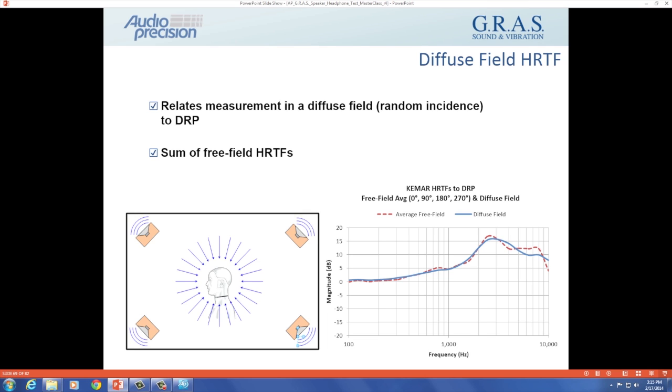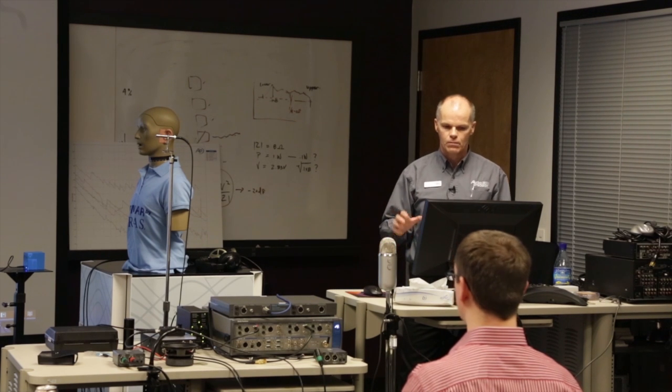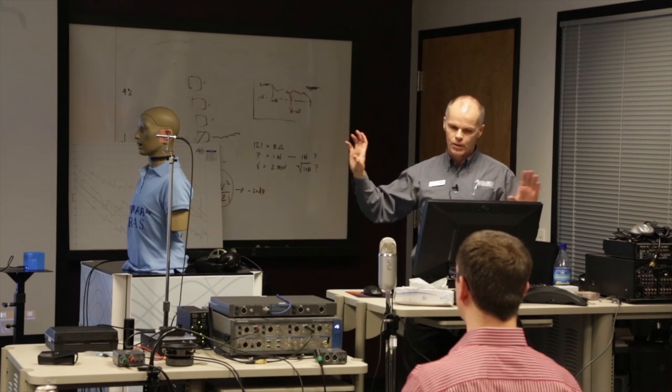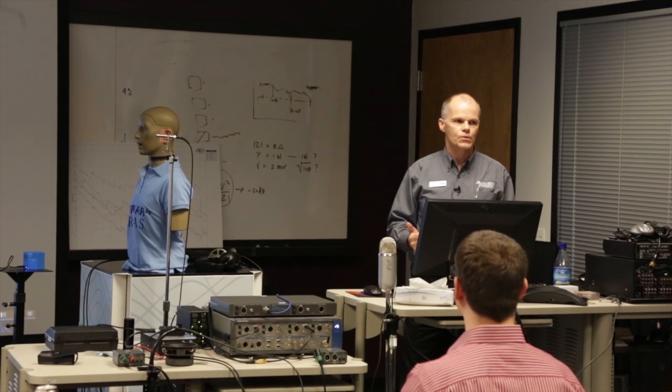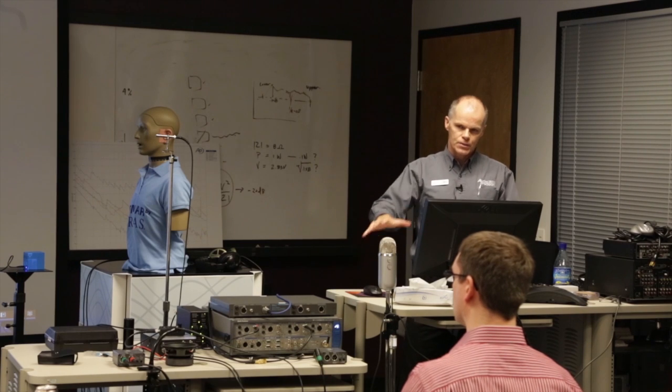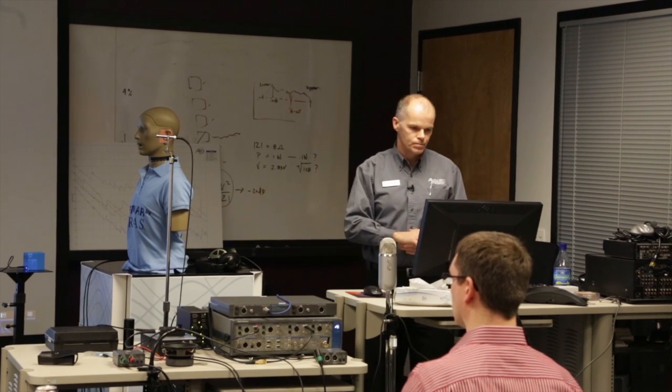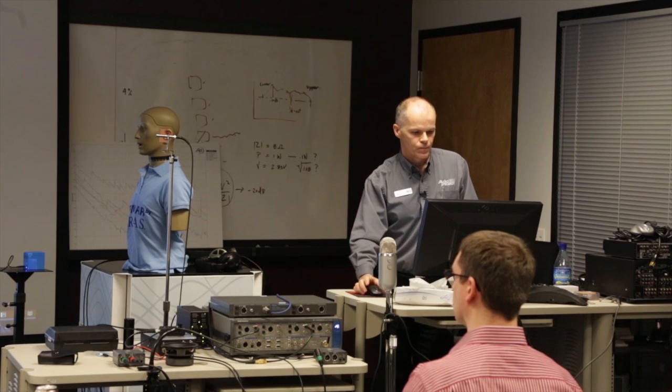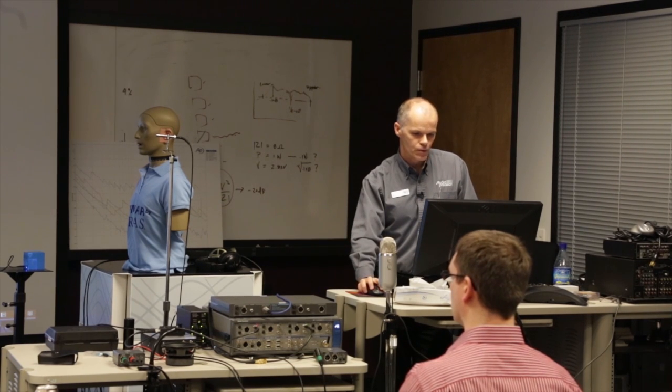Now there's also a diffuse field head-related transfer function, and this relates the measurement from the diffuse field to the drum reference point. A diffuse field is a sound field where the sound is random incidence and almost the same everywhere in the field. In a laboratory situation, you can recreate this in a reverberant chamber. You would have multiple speakers, typically pointing into the corners, with uncorrelated noise sources, and you try to create a sound field that's uniform everywhere in the room. And then you can measure the transfer function into the drum reference point.